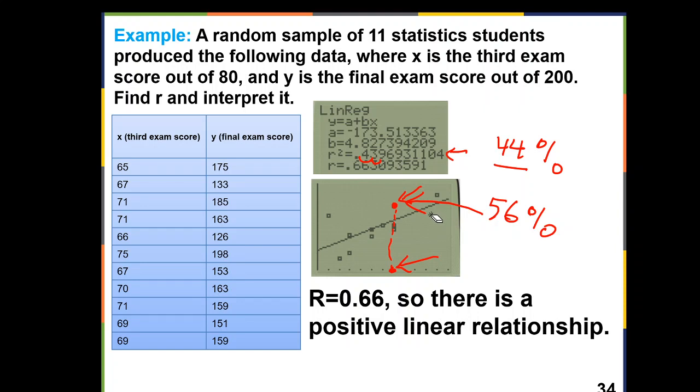It could be, again, the rest of it, maybe 100% is this, but I don't know. I don't have evidence for that. I only have evidence to conclude that 44% of the reason that the person made that score has to do with the third exam score. 56%, I don't know, right? All right, so let me continue here.